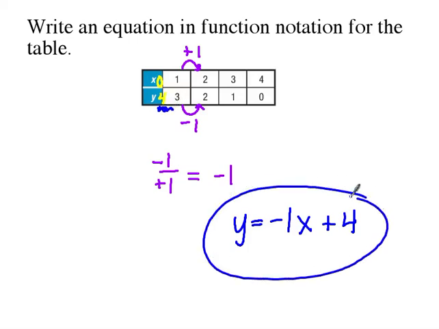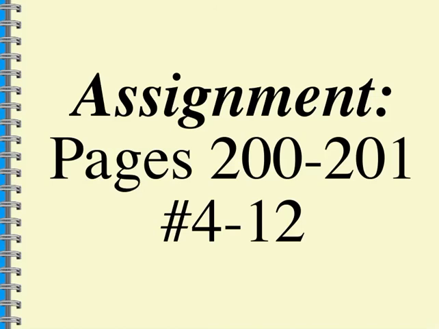Okay. So, think you can handle it? You've got a short assignment. If you actually work now, you might be able to get that done. Okay, remember we're going to have our test Friday. Tomorrow I'll have a review sheet for you, okay, to work on in class. Okay, but pages 200 through 201, 4 through 12.